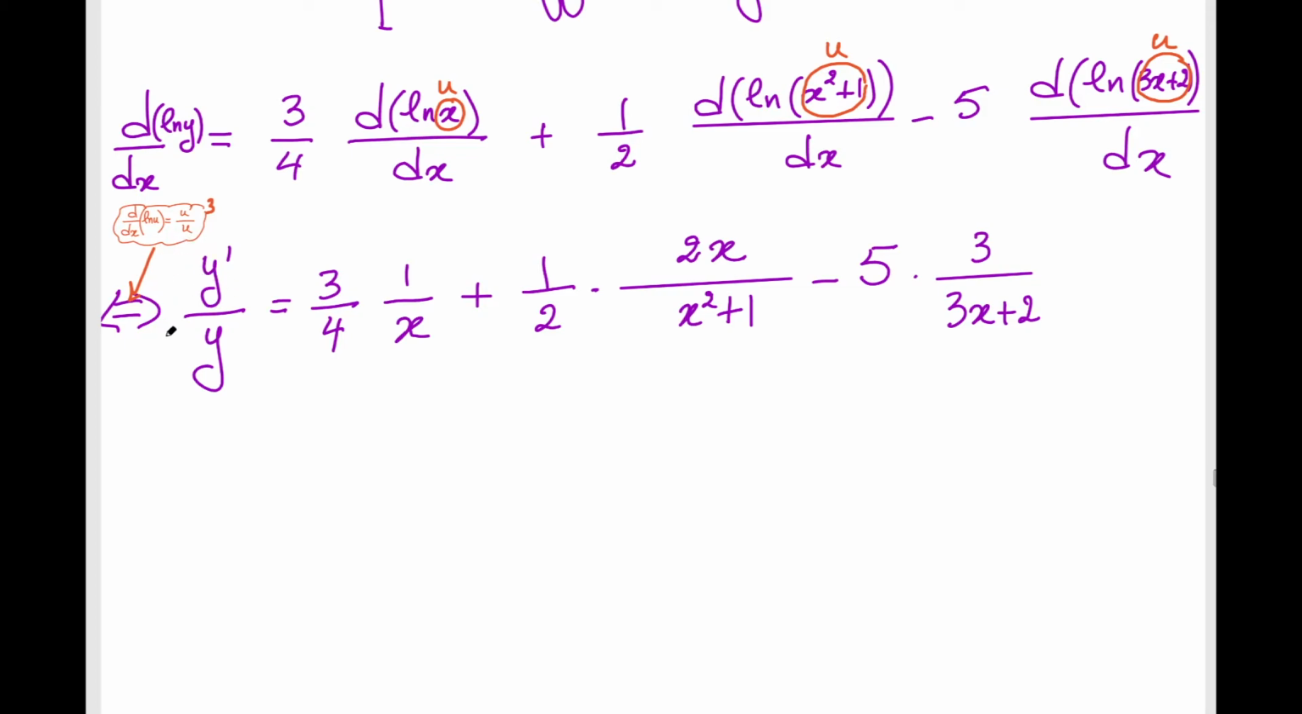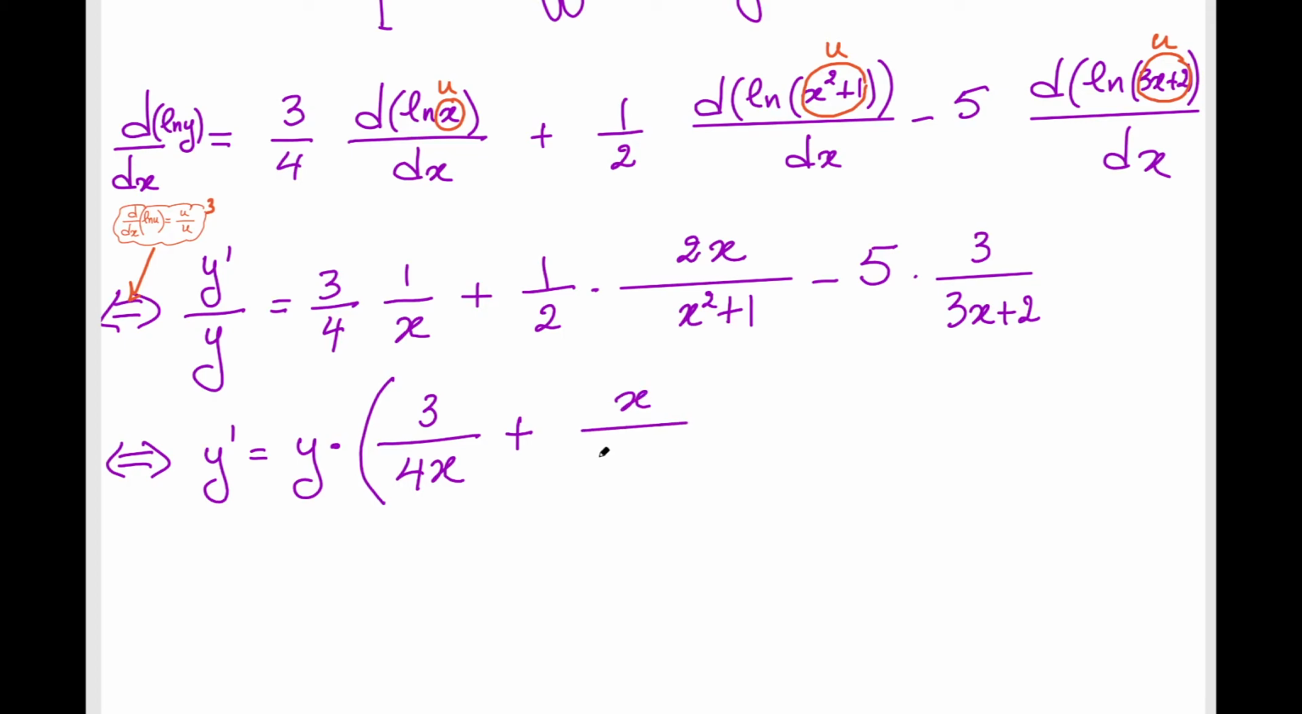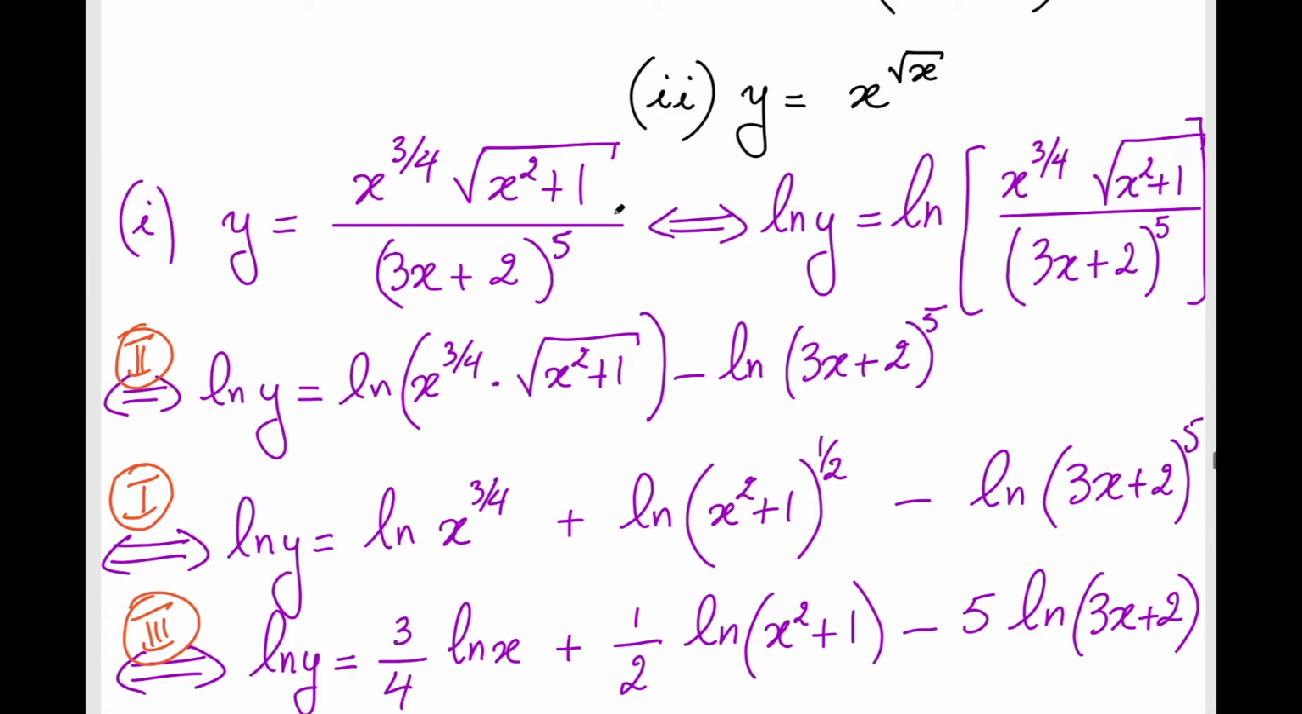So y prime, so out of this I can say y prime is equal to y times 3 over 4x plus, 2 and 2 cancel, so x over x squared plus 1 minus, how much is this? 5 times 3 is 15 divided by 3x plus 2, right? Looks good. Okay, so again, what's y? Y is this whole thing, right? That's what y is.